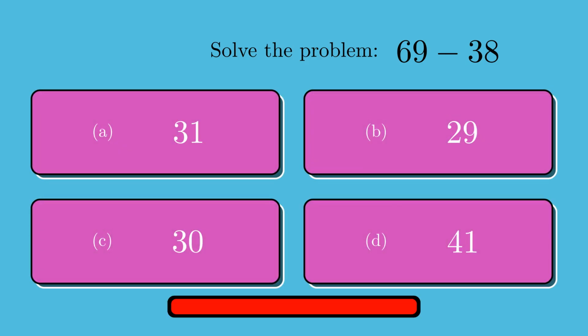Solve the following problem. 69 minus 38. Possible solutions include A, 31, B, 29, C, 30, D, 41. You have 10 seconds to solve the problem, or pause if you need more time.